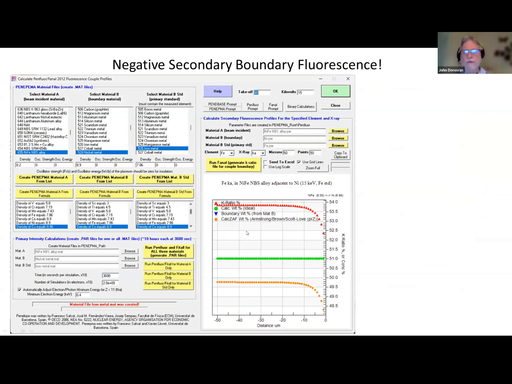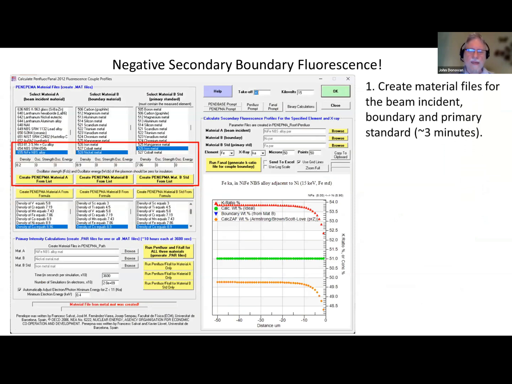You can also get a negative boundary fluorescence artifact. In this case, we've got a nickel-iron alloy, a NIST alloy. We're measuring iron K alpha in this nickel-iron alloy, adjacent to pure nickel. That's our boundary phase. As we approach the boundary right here, you can see that our intensities actually decrease. That's interesting, isn't it? In fact, it's about a 1.5% drop.